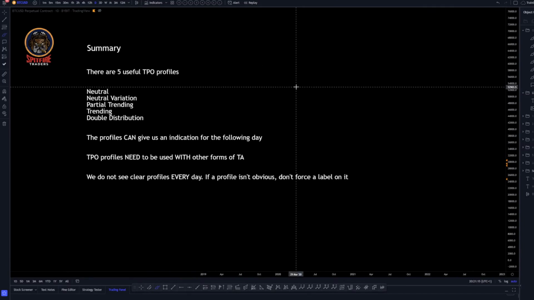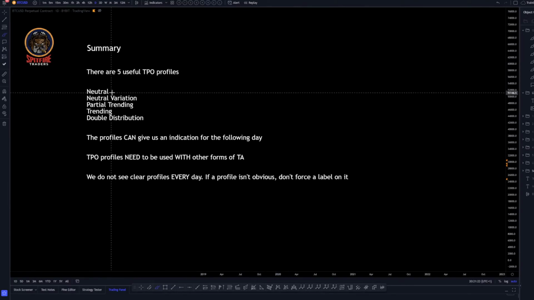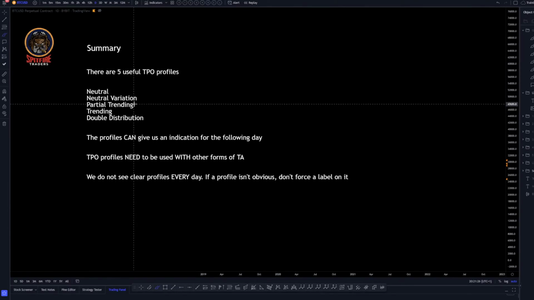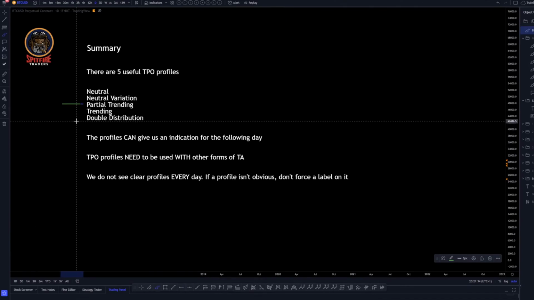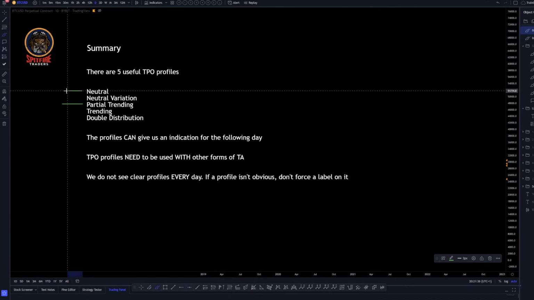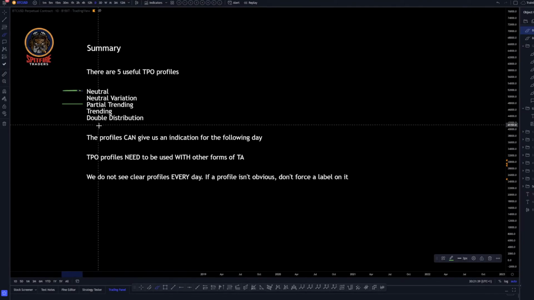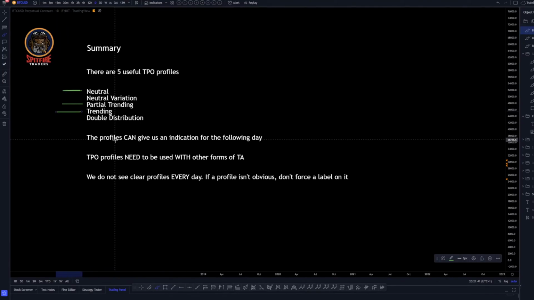So, in summary, there's 5 useful TPO profiles. Ignore the 6th. It's exactly the same. Right, so we've got neutral variation, partial trending, double distribution. This is your weak one. This is your brilliant one, because this can lead to a lot of setups. This one, don't fight it unless it's fairly weak. And obviously you see in the single print field as it's moving along.